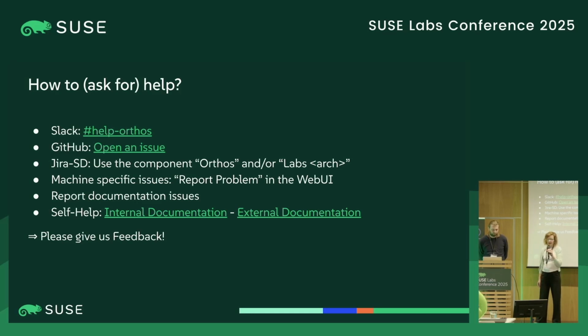There are buttons for reporting bugs. You can find a Report Problem button at the top of the web UI, which will automatically create a ticket in Jira SD. And you can also report documentation issues. There are probably some. We have a lot of documentation for self-help, both internal and external, and we will be happy for ideas and improvements.